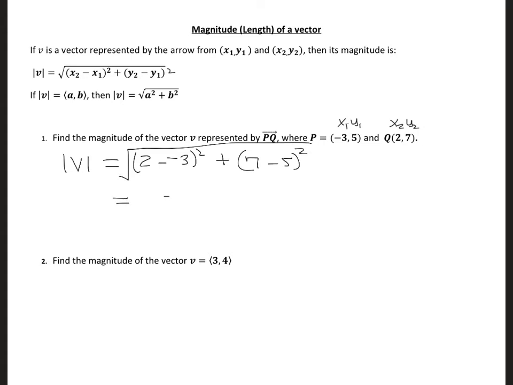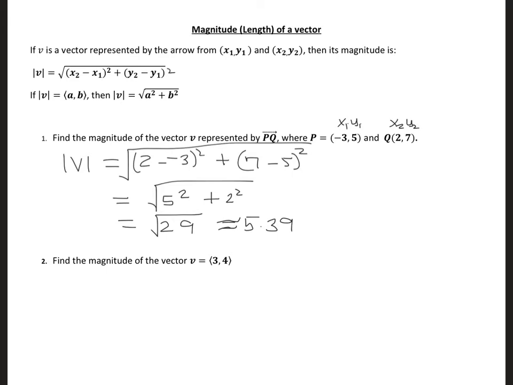So what do I get? This is going to be 5 squared plus 2 squared, which is the same as the square root of 29. If I put the square root of 29 in the calculator, it is about 5.39. So that is the length of that vector, or the magnitude.